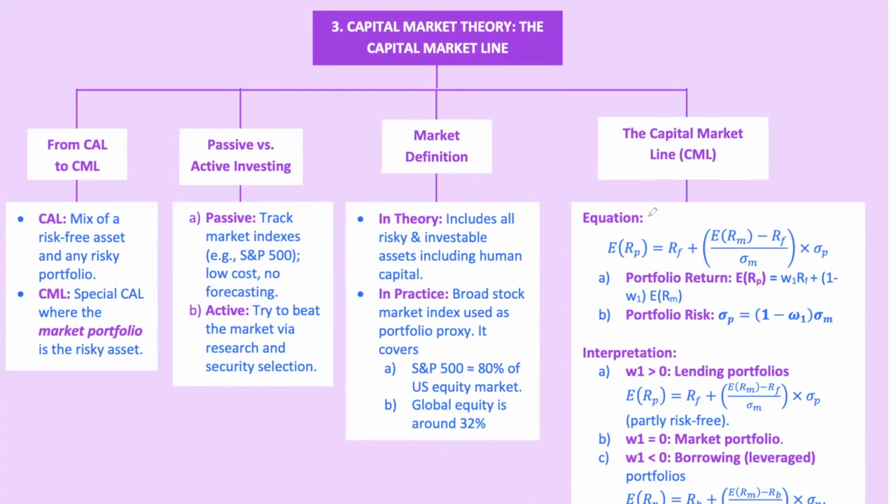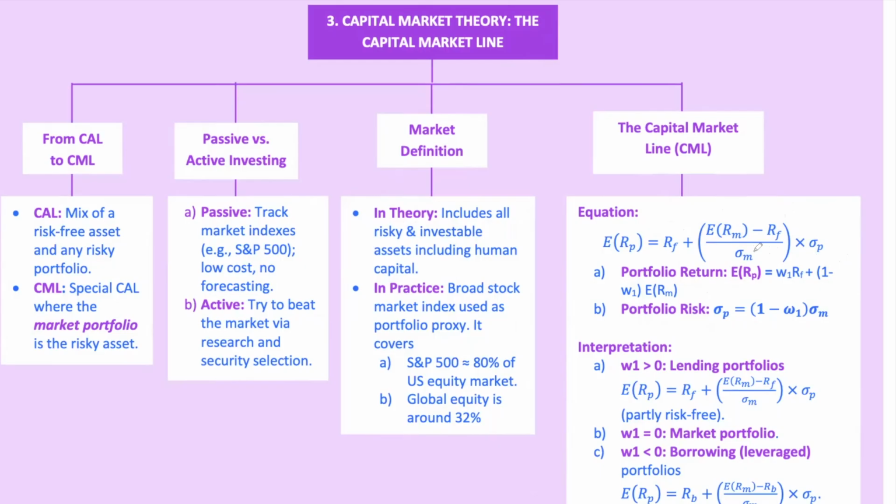Now, this is the equation for the capital market line. The expected return on the portfolio equals the risk-free rate plus the market's excess return per unit of risk. That's the Sharpe Ratio, multiplied by the portfolio's standard deviation. So basically, it's the same idea as the CAL, except now the risky asset isn't some random portfolio, it's the market portfolio, the big all-in-one basket that includes everything: stocks, bonds, real estate, commodities, the entire investable universe. Think of the S&P 500 as a rough proxy for the market portfolio.